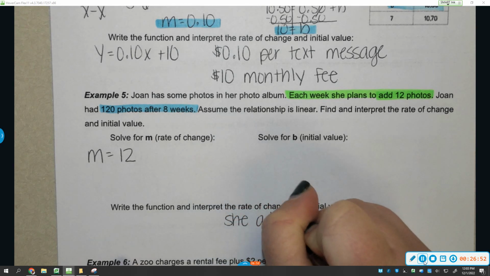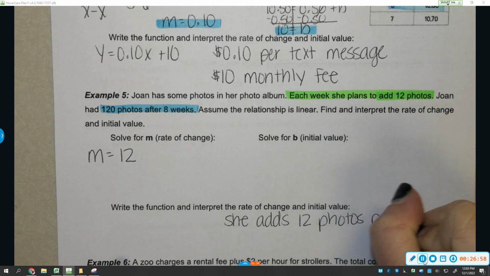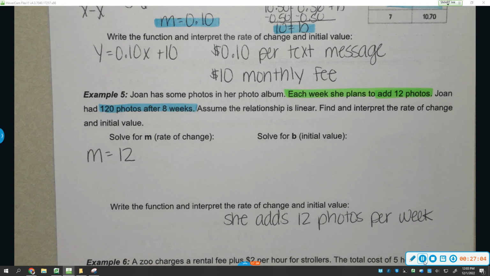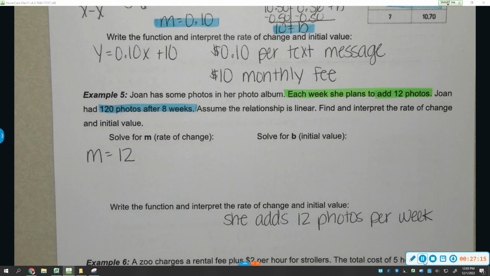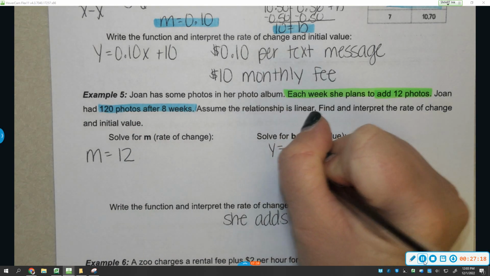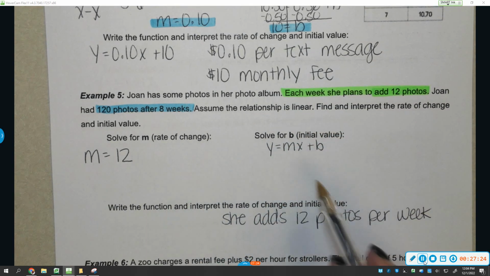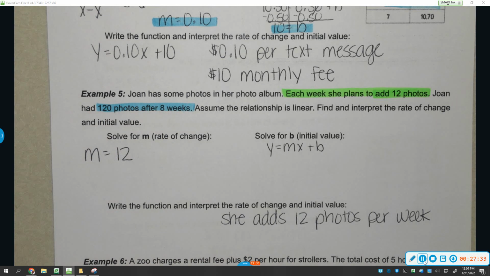So we can even go straight to that interpretation and say she adds 12 photos per week. That's one nice thing about the story problems. The other part is we need to use these other two numbers to come up with an ordered pair, because in order to solve for B, we need an M, which we have, but we also need an ordered pair, an X and a Y. So this is where we have to come up with which one is our X and which one is our Y.